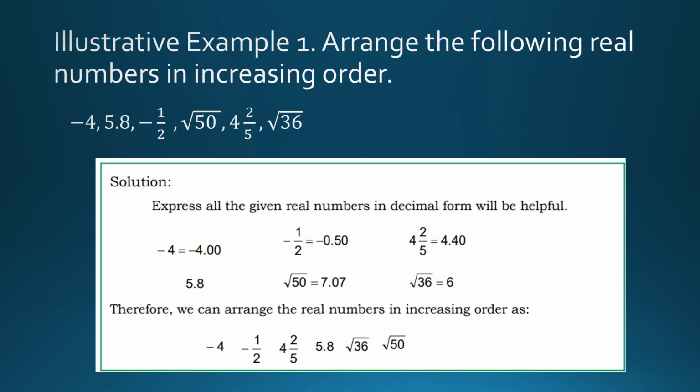This is the estimated value. Square root of 36 is equal to 6. So therefore, we can arrange the real numbers in increasing order as the lowest is -4, followed by -1/2, followed by 4 and 2/5, followed by 5.8. Next is square root of 36 and square root of 50.